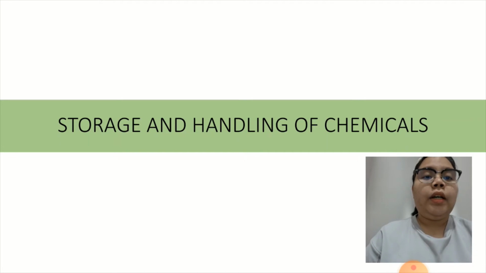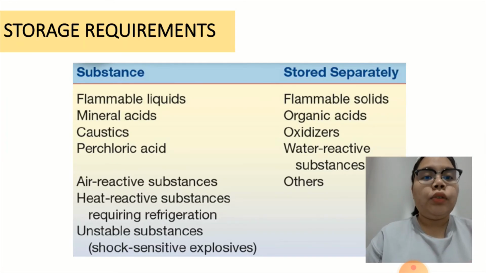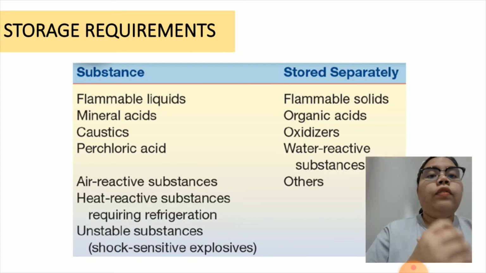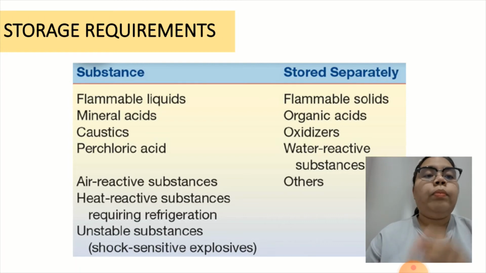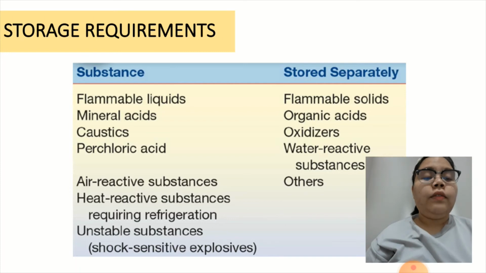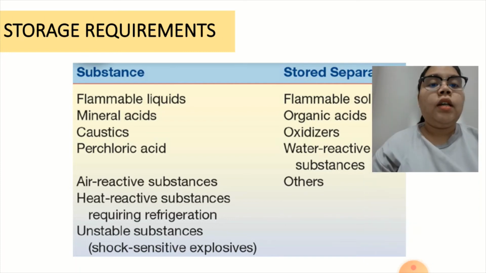Storage and handling of chemicals. The picture shows the separation. So these are the storage requirements. Flammable liquids should be separated from flammable solids. Mineral acids should also be stored separately from organic acids, and caustics stored separately from oxidizers. Perchloric acid is stored separately from water reactive substances, and air reactive substances are stored separately from other things.